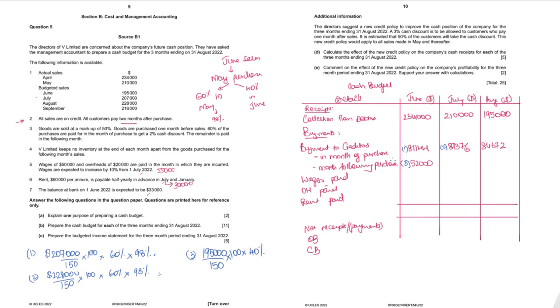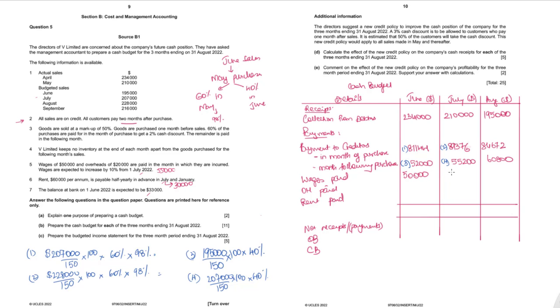And for July, month following purchase, we will take July sales, which is 207,000. Remove the profit and multiply it by 40%. So 55,200. Same thing when you do for August sales, you will get 60,800. You could also do a proper working note showing what purchases are made in each month and when that is paid, and then write the amounts directly here instead of doing calculations like this. Any presentation is okay.